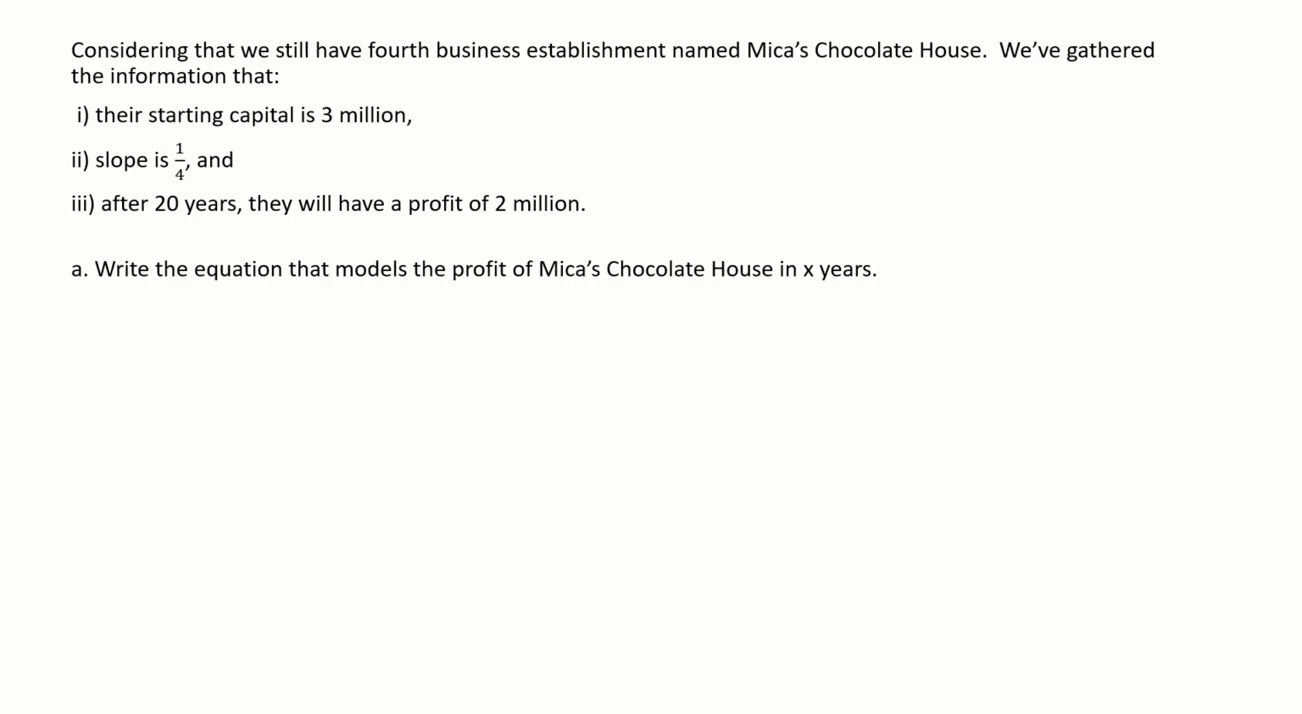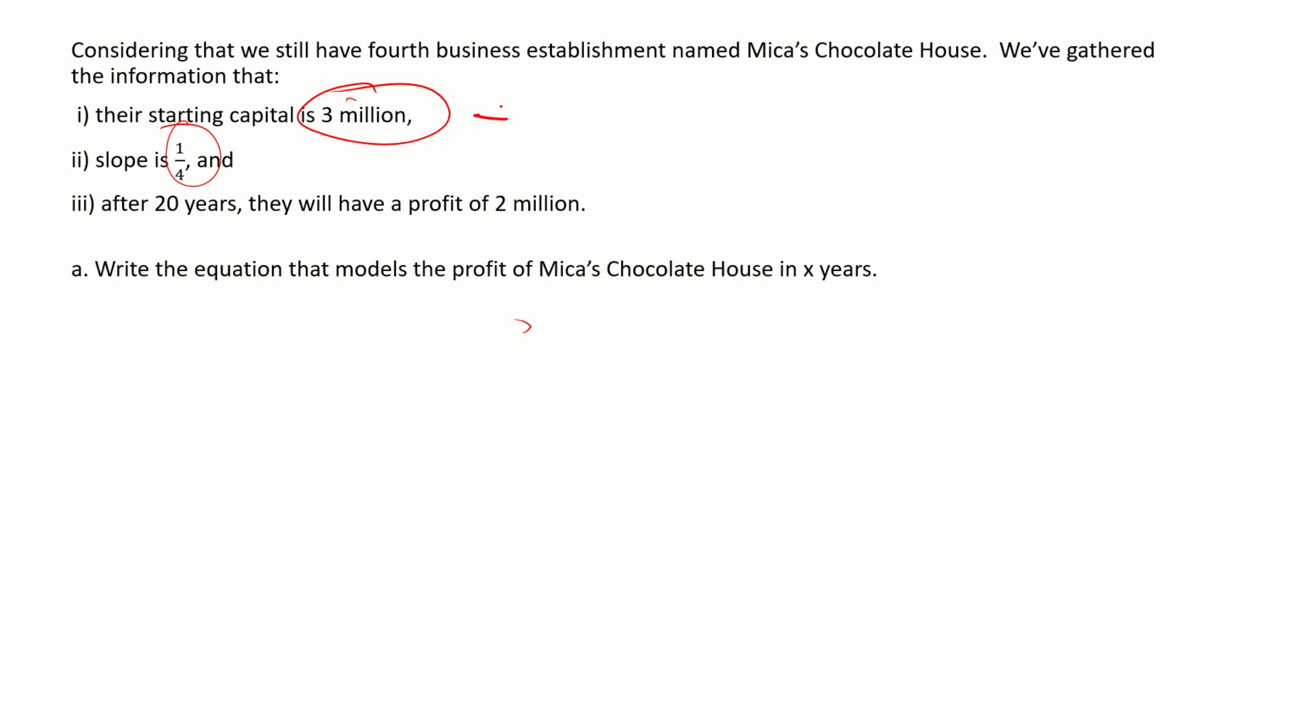Okay, let's consider this situation here. Considering that a while ago, we only had two, this is our third business establishment. And we name it Mika's Chocolate House. So here is the information gathered. The starting capital of Mika's Chocolate House is 3 million. The slope is 1/4. And it says that after 20 years, they will have a profit of 2 million.